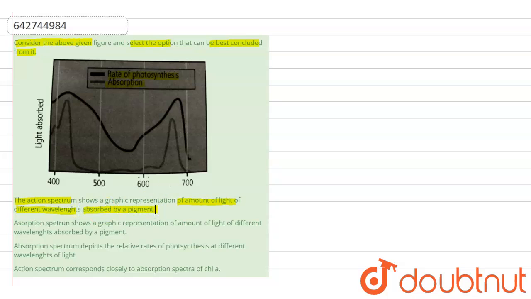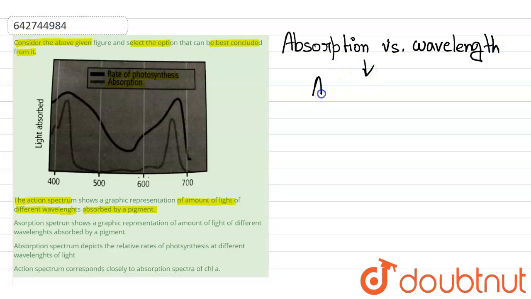by a pigment. So if we take this, then it is stated as the light of different wavelengths and absorption. So this is the absorption rate versus the wavelength. So this is the absorption spectrum. This is absorption spectrum. But the term used here is the action spectrum.